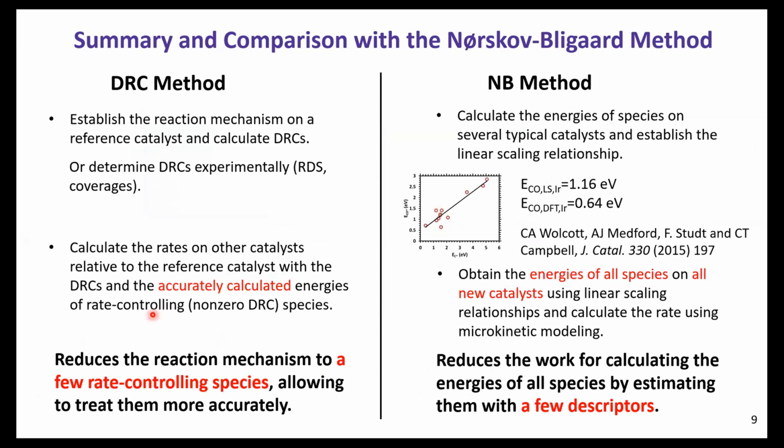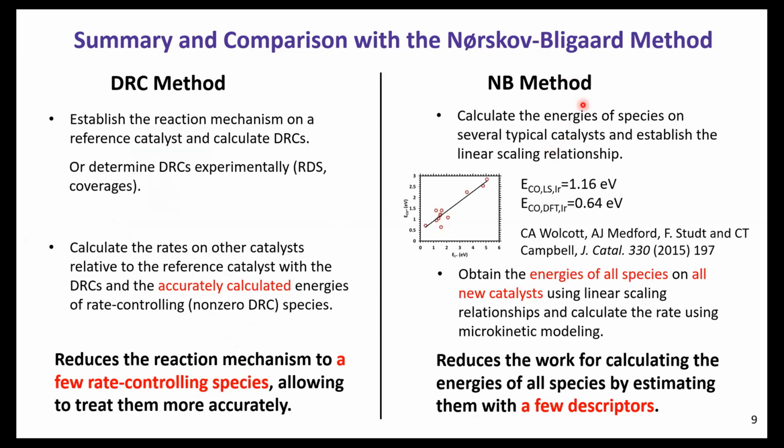To summarize, in the DRC method, we establish the reaction mechanism on a reference catalyst, for example, rhodium, and then calculate the DRCs to find the rate controlling species. And remember, you can also determine the DRCs in experiments. Then we go to a new catalyst, first calculate the rate controlling species energy with an accurate method, and then estimate the rate on the new catalyst. So our key strategy is to reduce the reaction mechanism to a few rate controlling species, and this allows us to treat them more accurately.